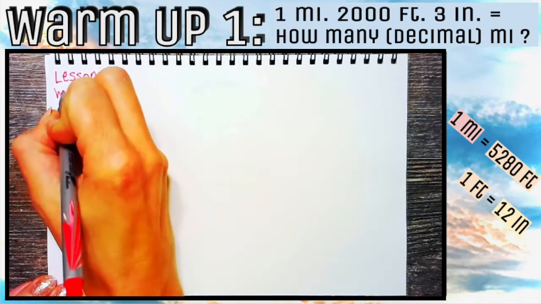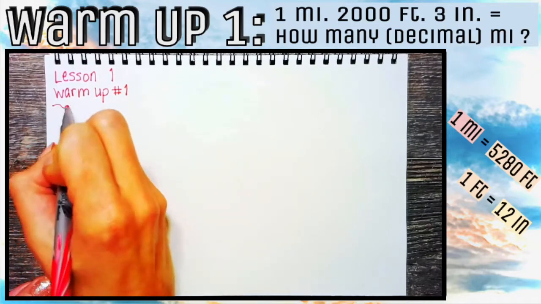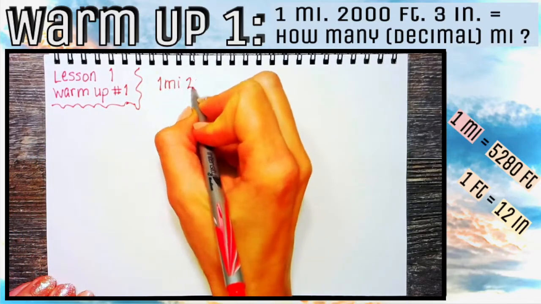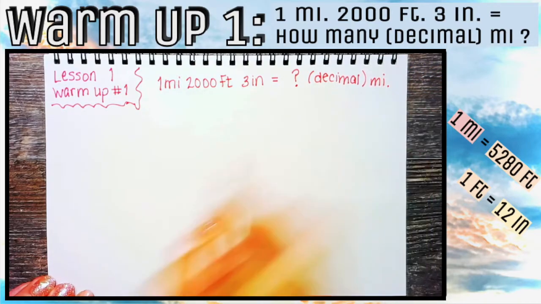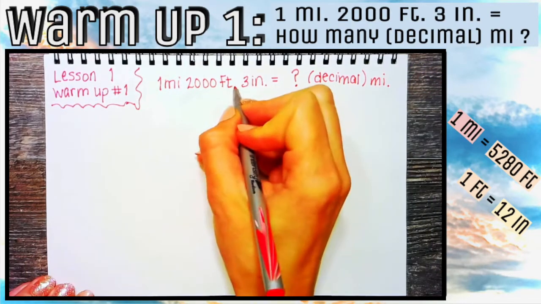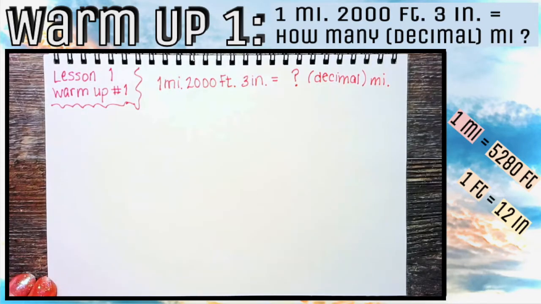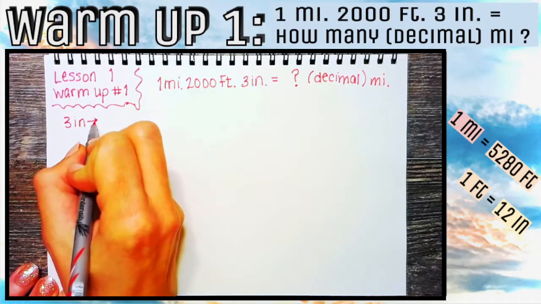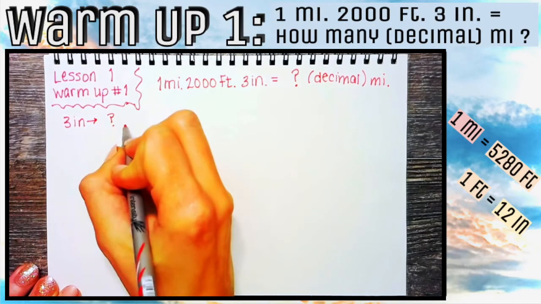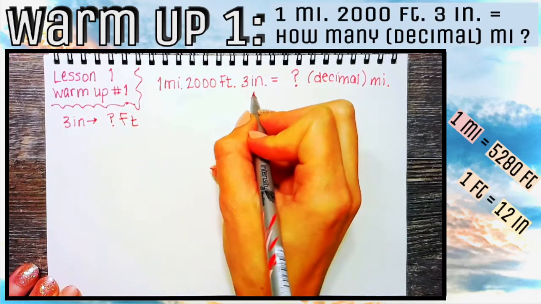In warm-up number 1, we have 1 mile, 2,000 feet, 3 inches, and we want to know how many decimal miles this is equal to. We're going to work from right to left, from the smallest measurement of inches all the way up to the biggest, miles. First, we're going to start off with changing 3 inches into feet. 3 inches equals how many feet?